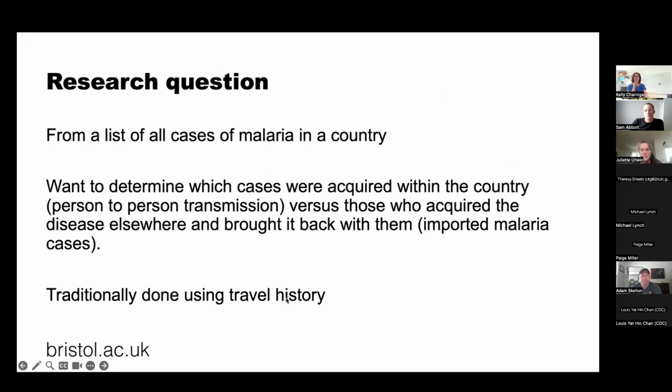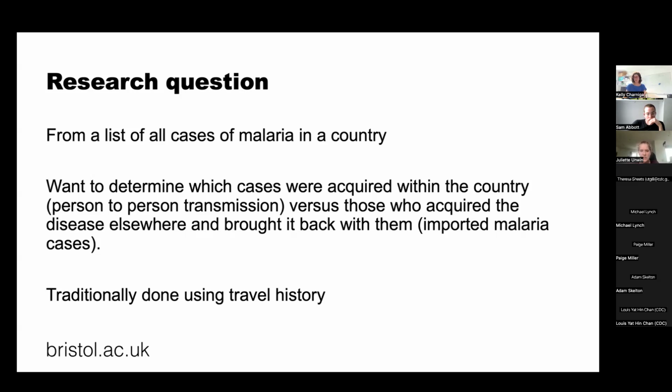So the research question that I was trying to look at with this work, which is actually a few years old now, is what proportion of the cases within a country are acquired from local transmission. So they don't travel anywhere, they're just in the country and they get infected, versus those who get the disease elsewhere and bring it back to the country with them, or imported malaria cases. Trying to work out what's driving transmission. If it's within country transmission, person to person, then this probably isn't a country that's close to eliminating the disease. And if it's being driven by importation, these are the countries which are close to elimination.